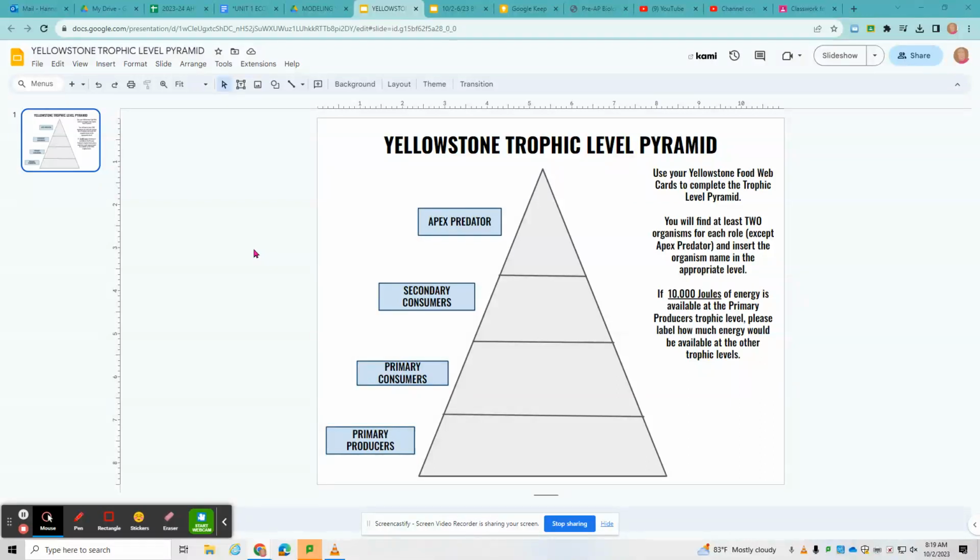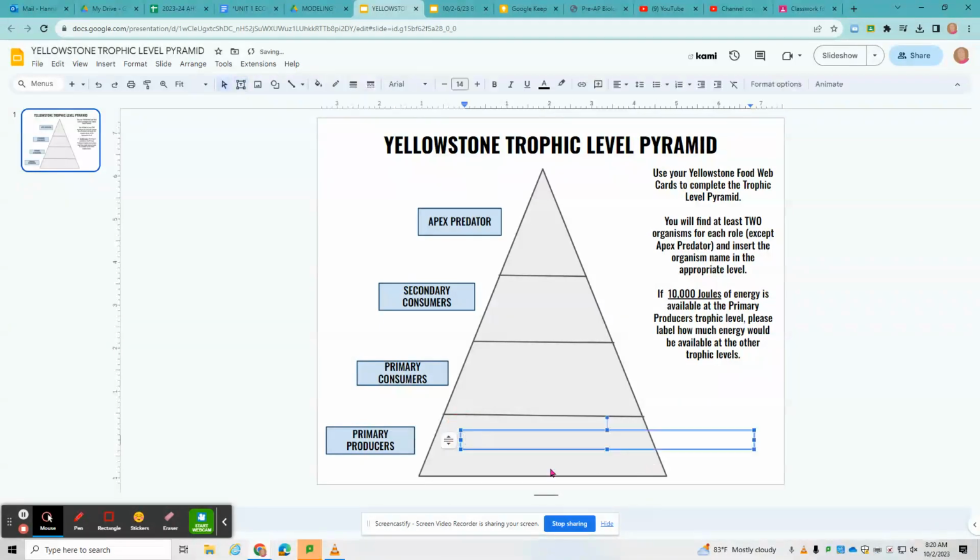All right, hey guys. So, what we're going to be doing today is talking about how much energy moves up through a trophic level pyramid, so how much energy moves up through a food web. We're going to be using the organisms from the Yellowstone food web that we've been working with. So, what we're going to do is add our examples into our pyramid.